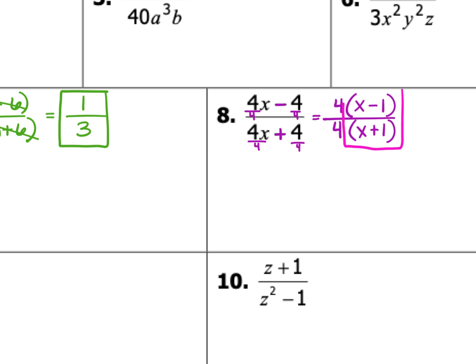These two, you cannot slash because they're different. One is x minus 1, one is x plus 1. But 4 divided by 4 is 1. So then your final answer is x minus 1 over x plus 1. Okay.